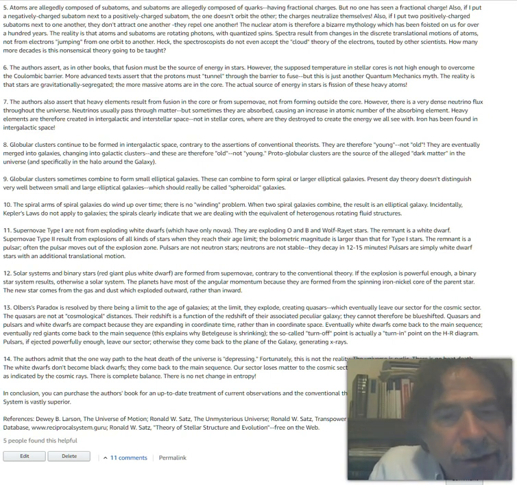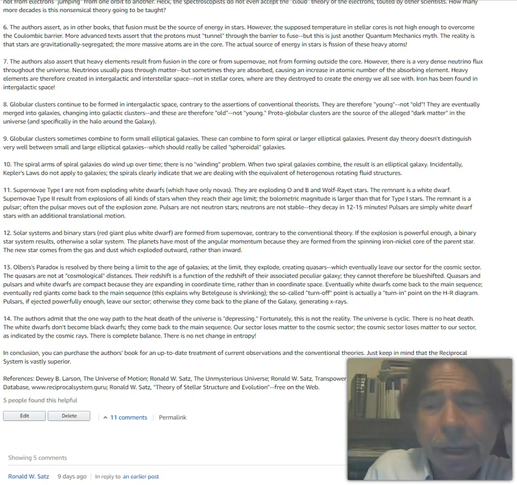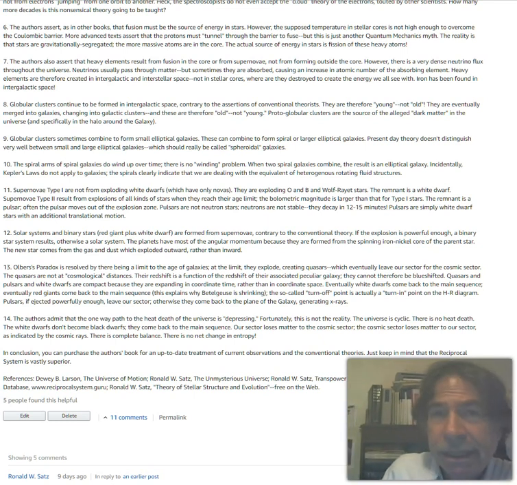Pulsars are not neutron stars. Neutrons are not stable. They decay in 12 to 15 minutes, that's a half-life. Pulsars are simply the white dwarf stars, with an additional translational motion away from the explosion site. And most of them eventually leave the galaxy. Some come back down, but most leave. And by the way, when they come back down, they emit X-rays. When they're leaving, they emit radio waves.